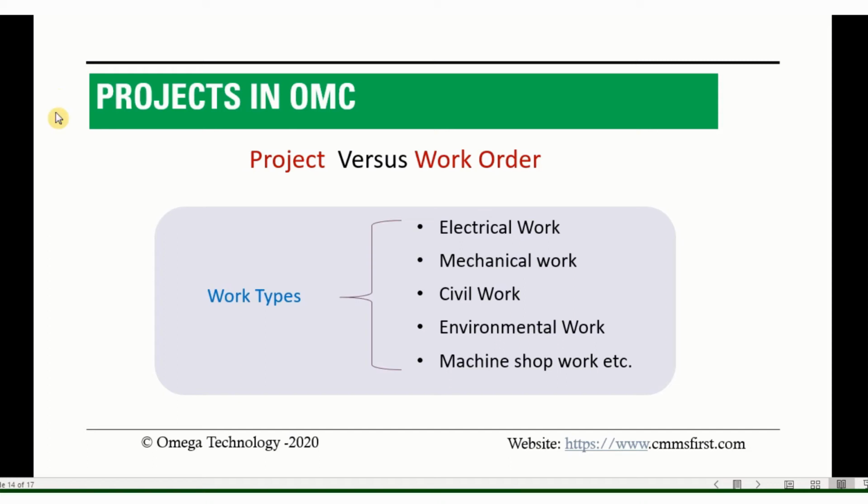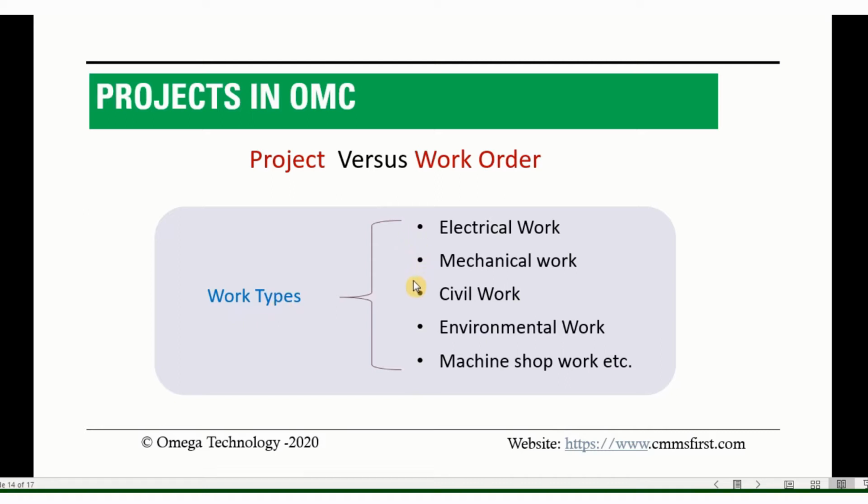Hi everyone. Today we look at projects in OMC and the main difference between a project and a work order. Now whenever you create a work order, you can also specify the type of work to be done. For example, electrical work, or mechanical work, or environmental work, or machine shop work.